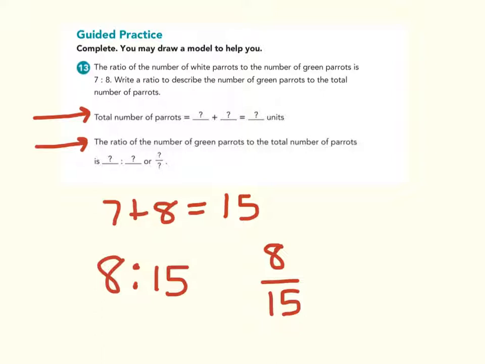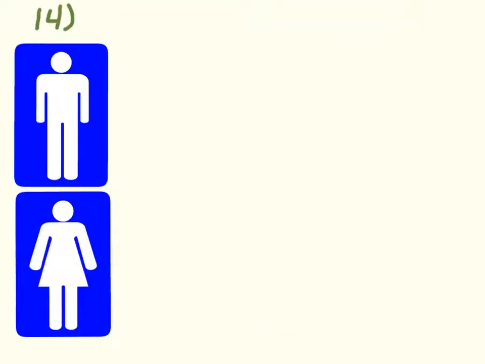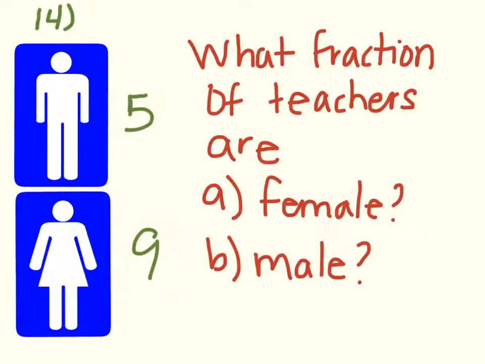Now let's have you try one on your own. Record your answers to this problem in your homework notebook. The ratio of the number of male teachers to the number of female teachers in a school is 5 to 9. What fraction of the teachers are females? And what fraction of teachers are male? Press pause, complete this problem, and when you come back, we'll figure out how to use ratios to find out how many times one number or quantity is greater than another.